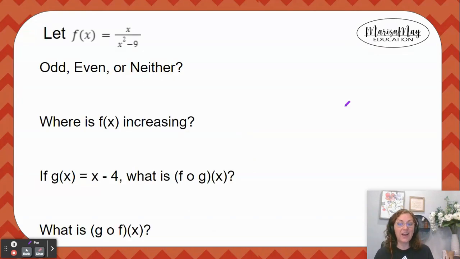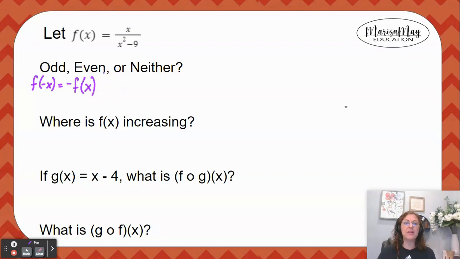All right, let's take a look at a few more questions. So we want to know, is f of x odd, even, or neither? So odd would mean that when I substitute a negative x in for x, I get the same thing as if I just put a negative on the function.